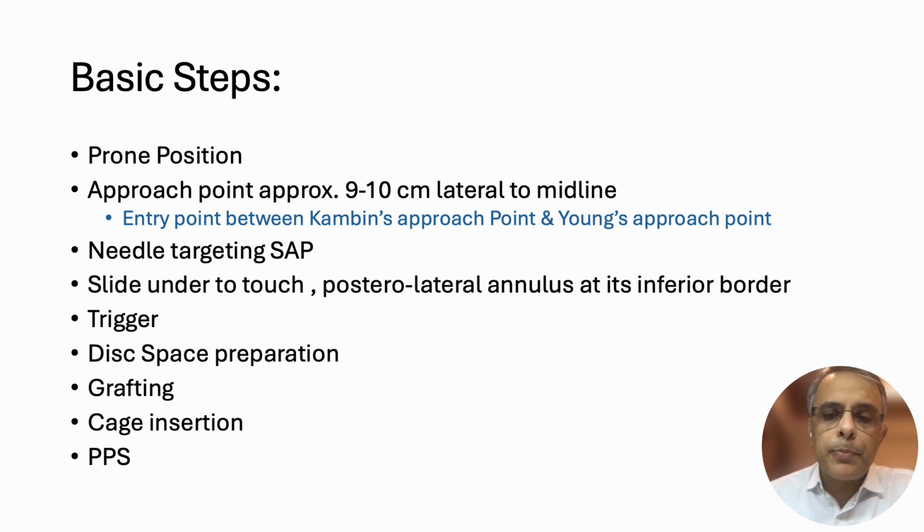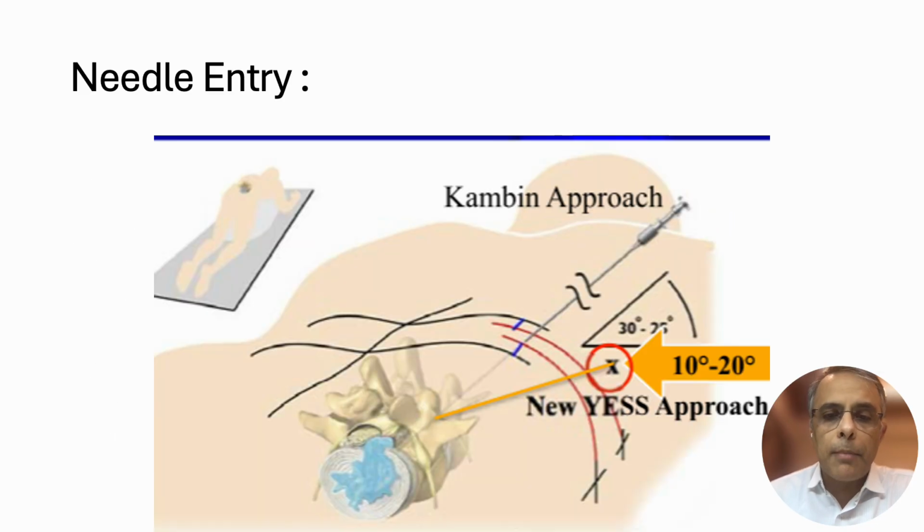Then the disc space preparation is done over inserted guide wires. Then the grafting is done from a funnel and cage is inserted. And finally, the percutaneous pedicle screw fixations are done. I'll take you through all these steps step by step.